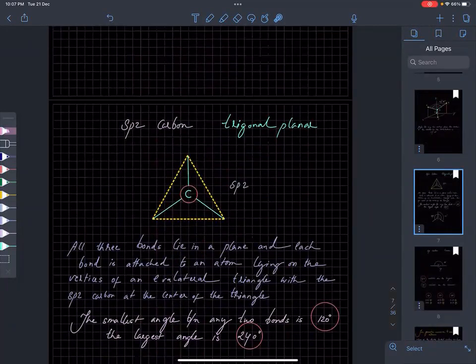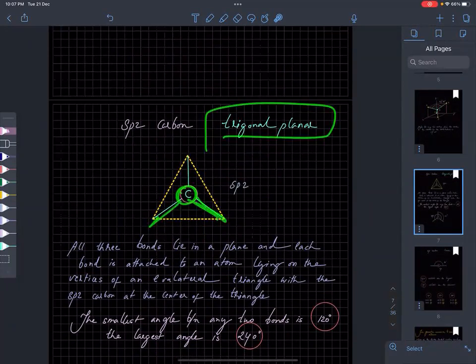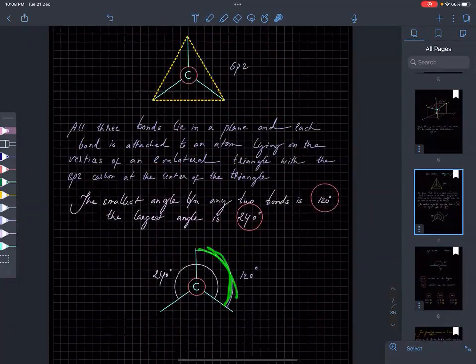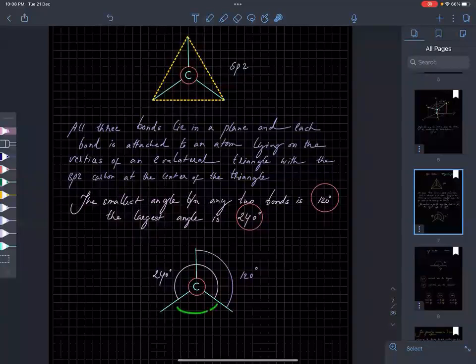What about sp2 carbon? sp2 carbon is a trigonal planar structure. Carbon will be at the center, and the three bonds will be in a plane, and this angle will be 120 degrees. The angle between these two going from this side will be 240. So the maximum angle will be 240 and the minimum angle will be 120 between any two bonds. Basically, these three groups will sit on the corners of an equilateral triangle. Clear?